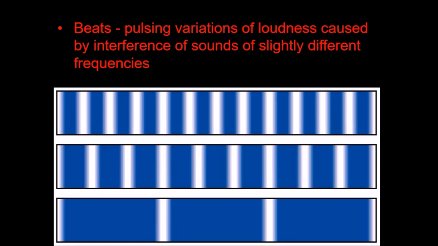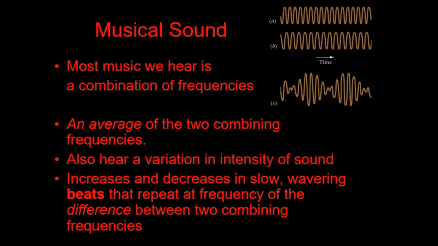It's not that the music being produced is produced in bursts. The music is produced in one long wave, essentially one long continuous string. It's the interference of those waves that ends up giving you these pulsing variations, these beats that you hear. So when we're dealing with musical sound, this is what's going on.